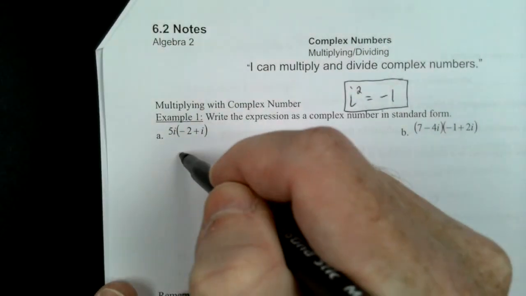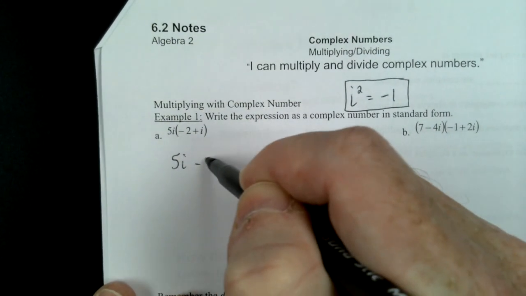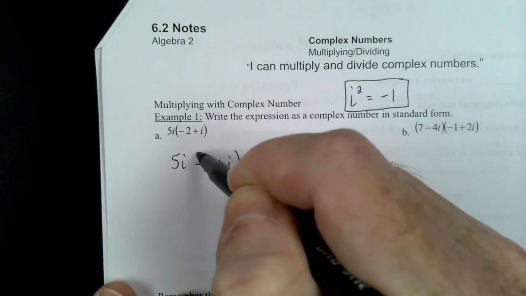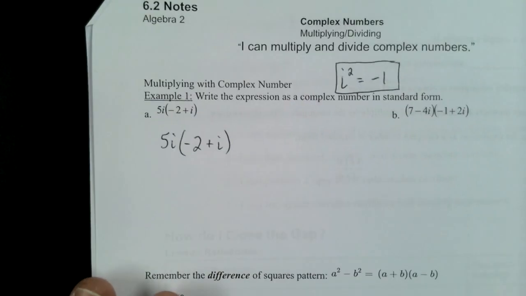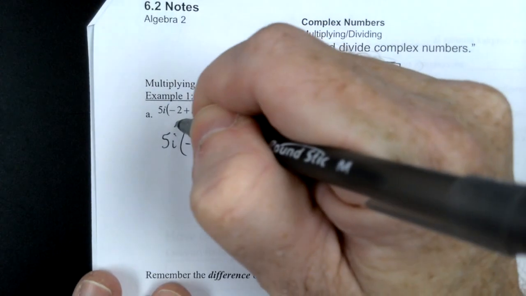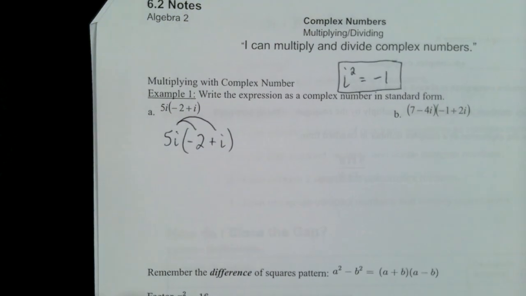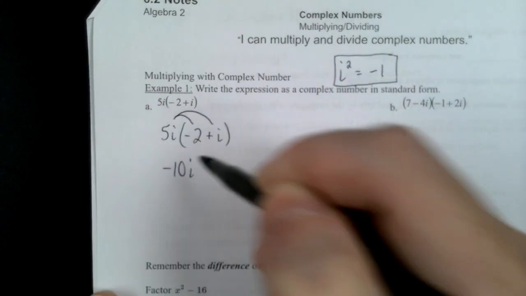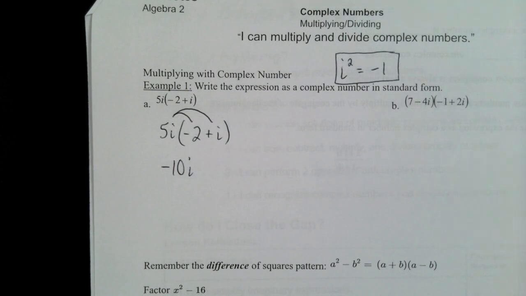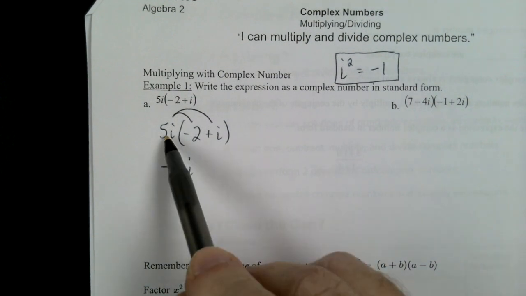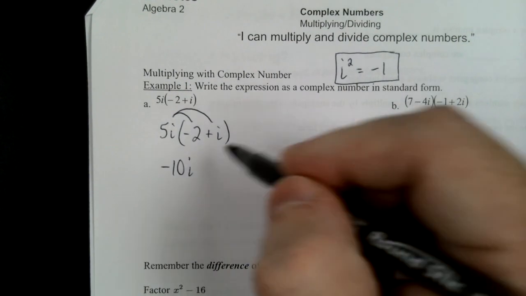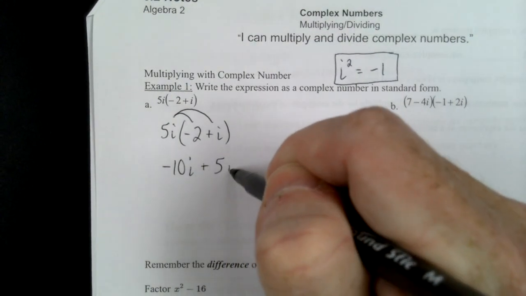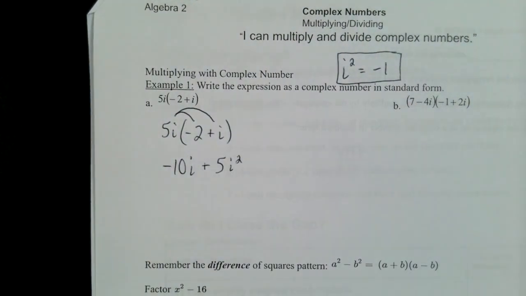So I'm going to write this a little bigger here. Okay, now I have room to show my distributive moves here. 5i times -2 is going to be -10i. Remember that i is just like an x. 5x times -2 is -10x. Now I distribute 5i times i. That would be 5i squared.